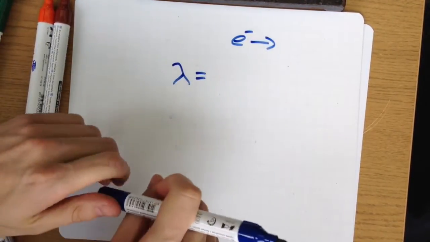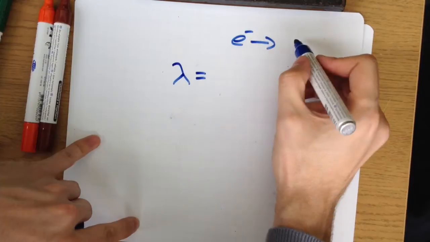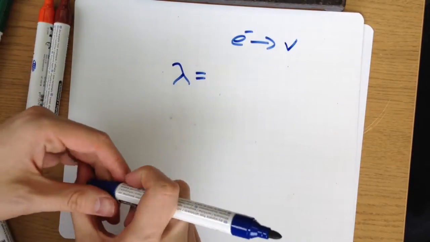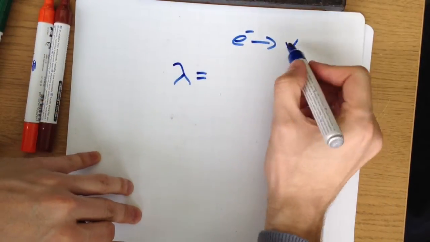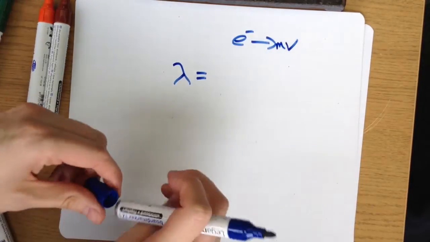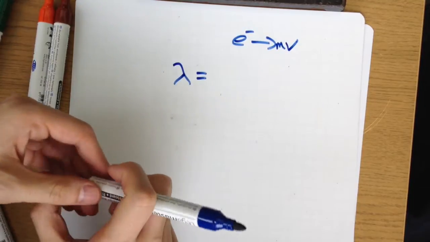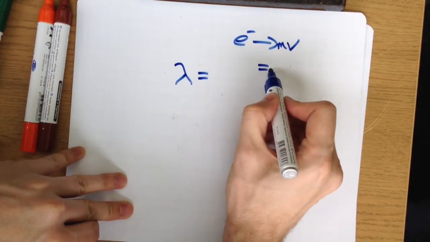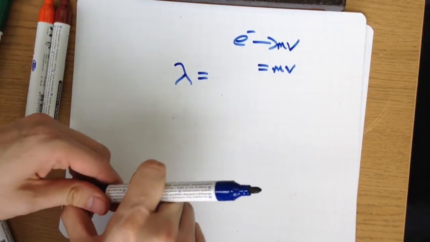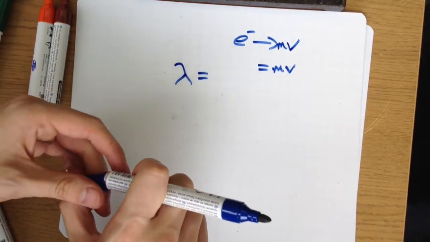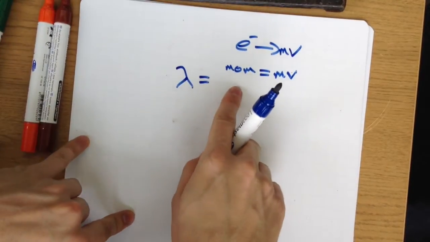So there are two things the electron is doing. One, it's moving with a velocity v. What else does it have that a wave doesn't? Mass, m. And when you multiply m and v together, what do you get? There's a physical property where you multiply m and v together. Momentum. So the momentum of this electron is equal to the mass times velocity.